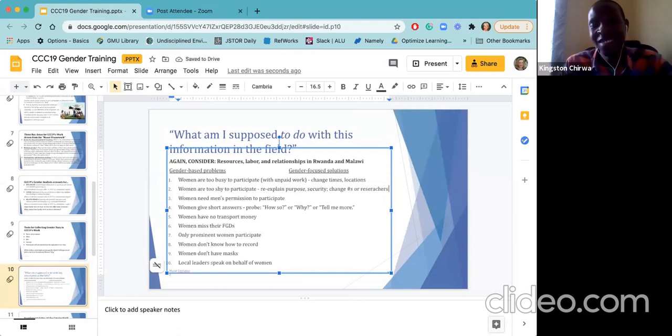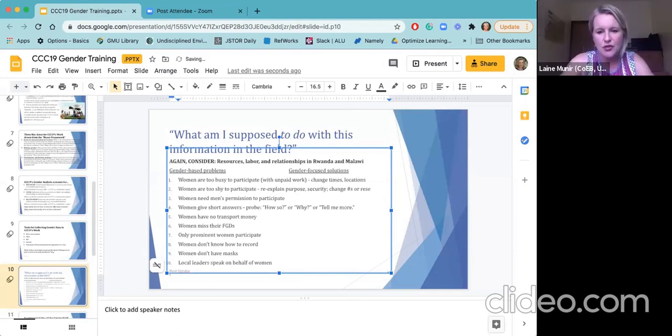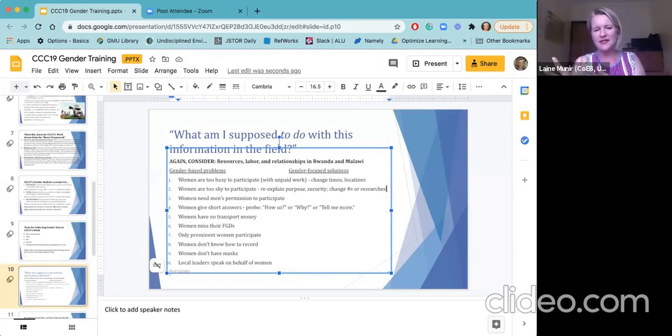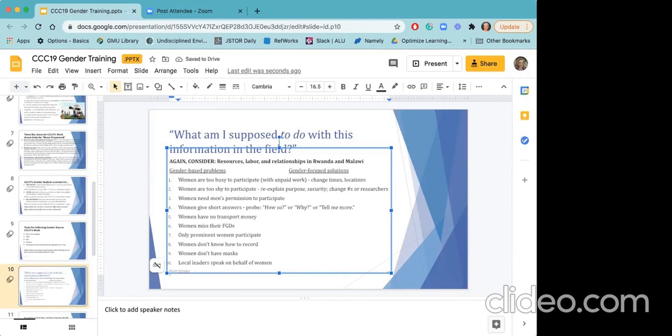So then what about when we have this issue of men being women's conduits for speaking? Well, so what do we do when husbands need to give their wives permission to participate, or local leaders are speaking on behalf of women? What can we do about that? Suggestions. I might have one. Please.